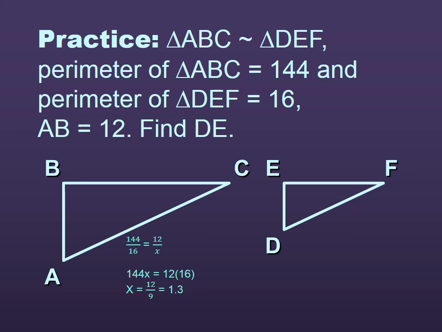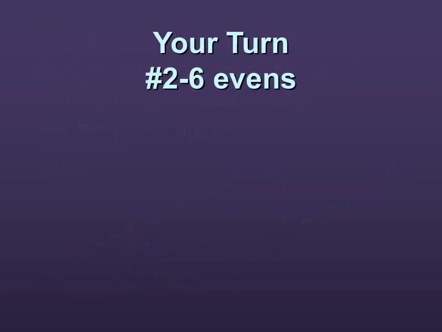If I'm doing this by hand, I end up with the fraction 12 over 9, which reduces to 4 over 3. But if I'm using my calculator, I'll get approximately 1.3. Your turn. Try 2 through 6 evens.